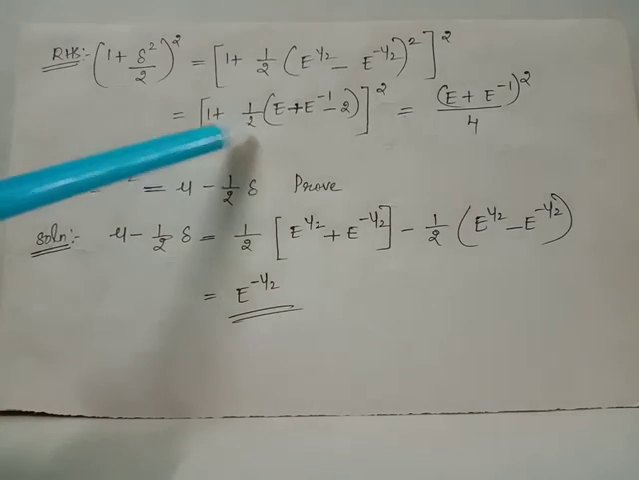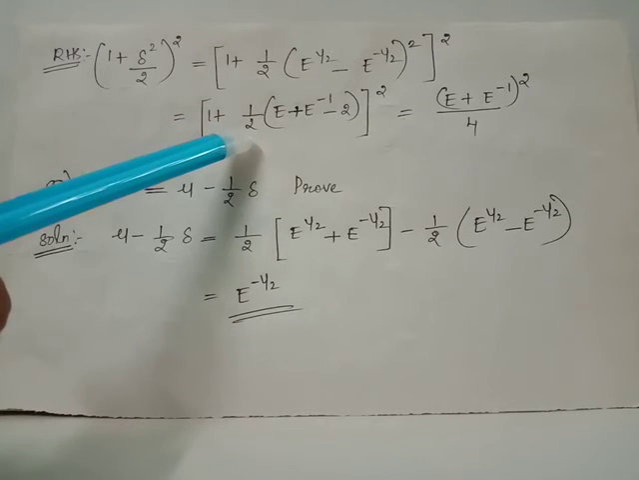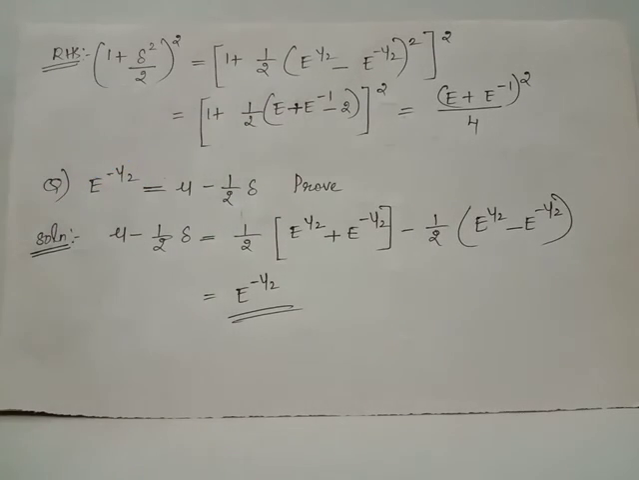Here we will take the LCM, and we get ((2 + e + e⁻¹ - 2)/2)², divided by 2². We have 2², which is 4, obtained in the denominator, and in the numerator we have positive 2 and negative 2 getting cancelled, and the numerator reduces to (e + e⁻¹)². Thus RHS has also reduced to the expression (e + e⁻¹)²/4.